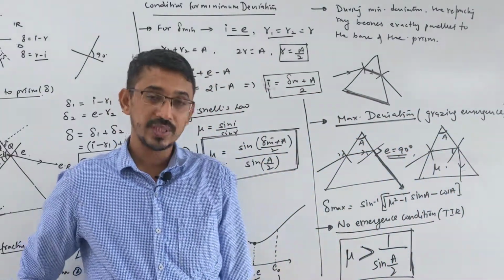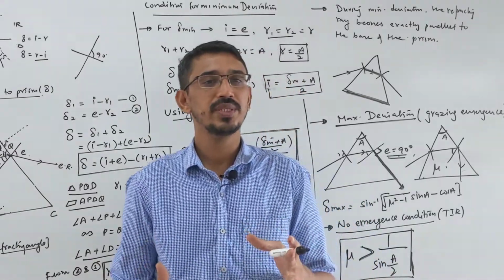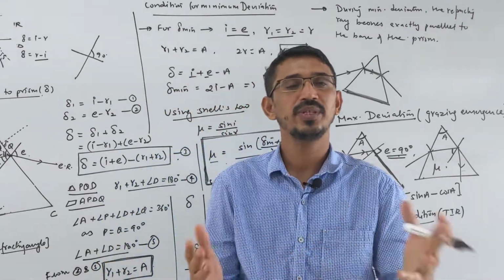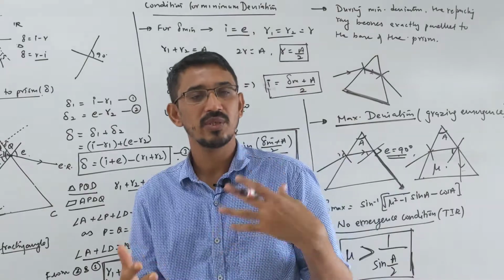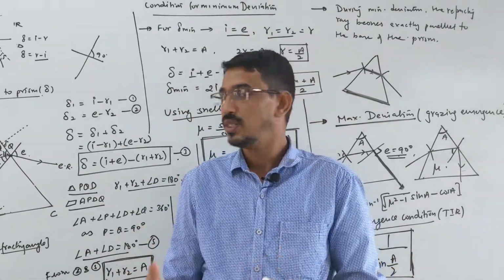Then you know that a prism is not doing only deviation, it does some other phenomena also, like dispersion of the light, right. Dispersion of light is splitting of light into its colors. So I will talk about dispersion now, okay.